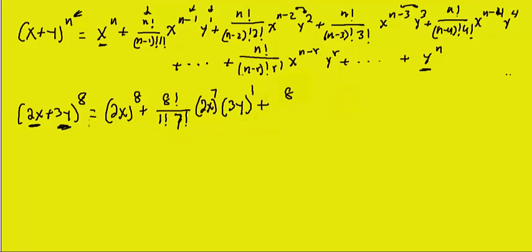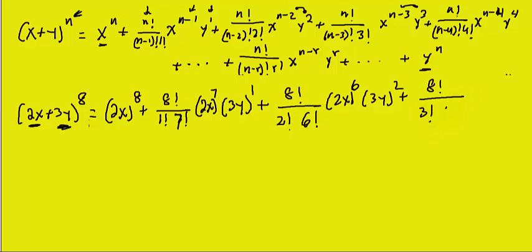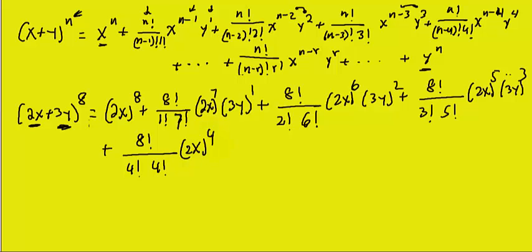Plus, then I have 8 factorial over 2 factorial times 6 factorial. Then my 2x is to the 6th, and my 3y is to the 2nd, and then plus 8 factorial over 3 factorial times 5 factorial. My 2x is to the 5th, and my 3y is to the 3rd. I keep going: 8 factorial over 4 factorial times 4 factorial, and then 2x is to the fourth, and my 3y is to the fourth.